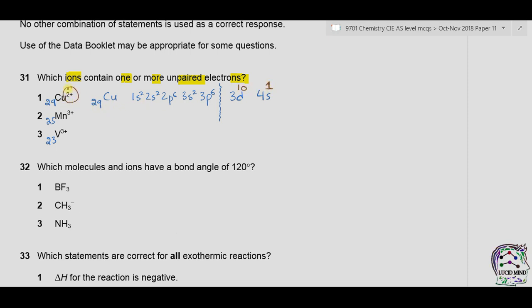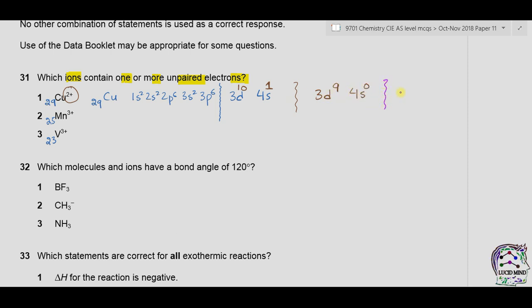Now as we have +2 charge, it means 2 electrons will be lost. Now the loss of electron takes place in such a way that 4s loses electrons first, then electron is lost from 3d. So 3d will become 9 and 4s will become 0.